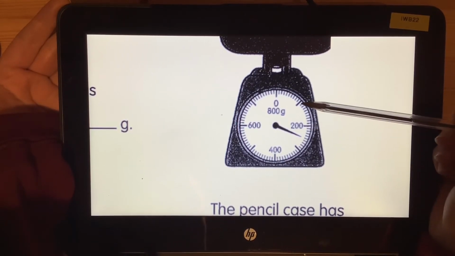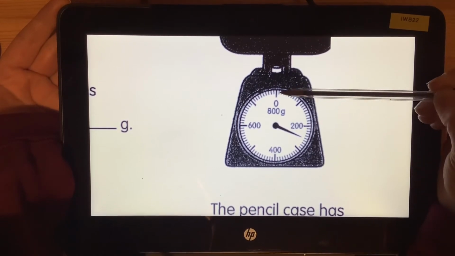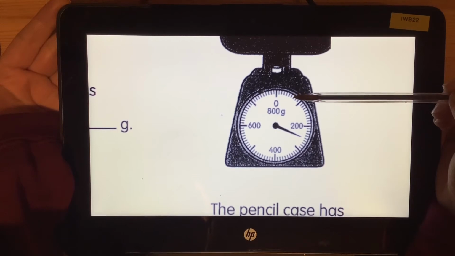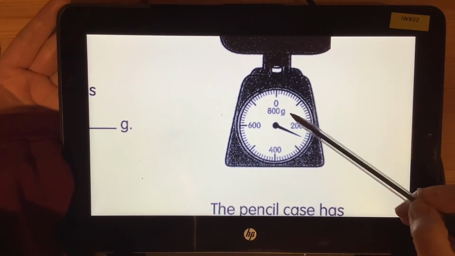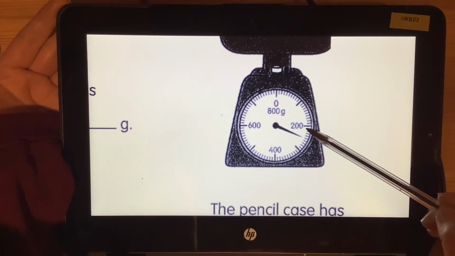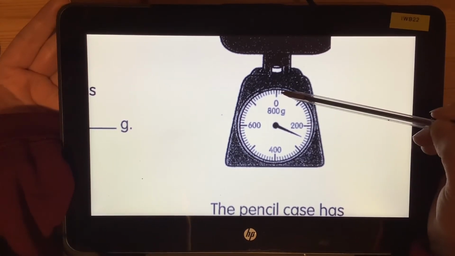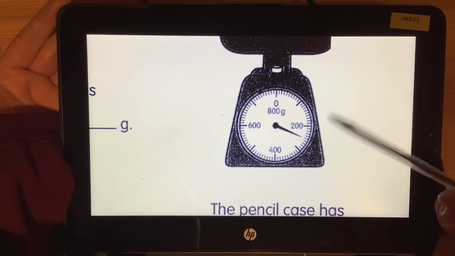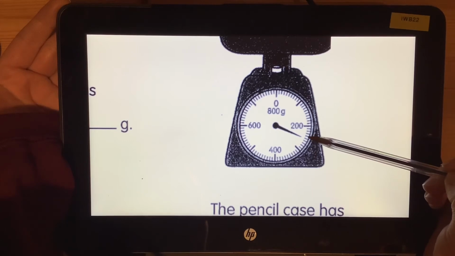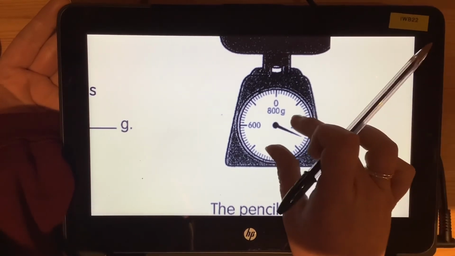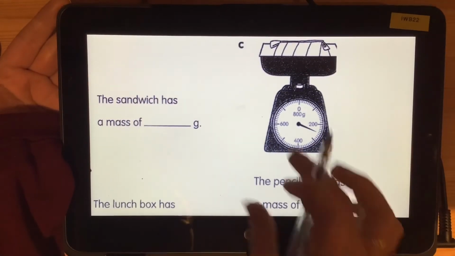But how much is each one worth? Well, look, we've got 10, 20, 30, 40, 50, 60, 70, 80, 90, 100. I know that's 100 because it's halfway between 0 and 200, and each mark is going up by 10. So if I look here, I'm on 200, 210, 220, 230, 240, 250. So I know that the pencil case has a mass of 250.